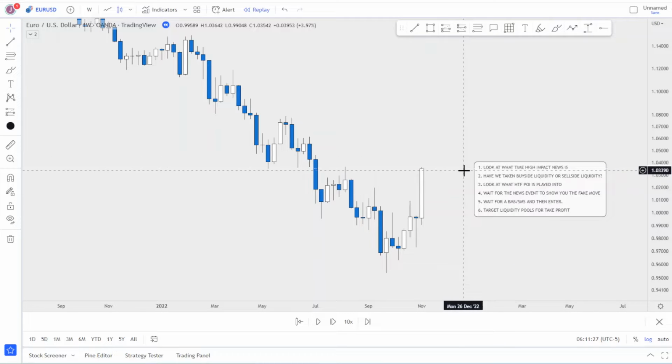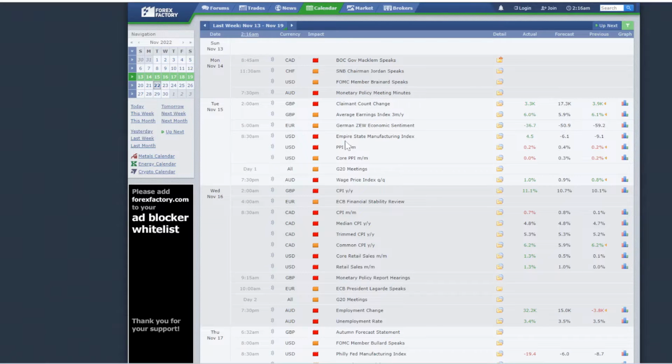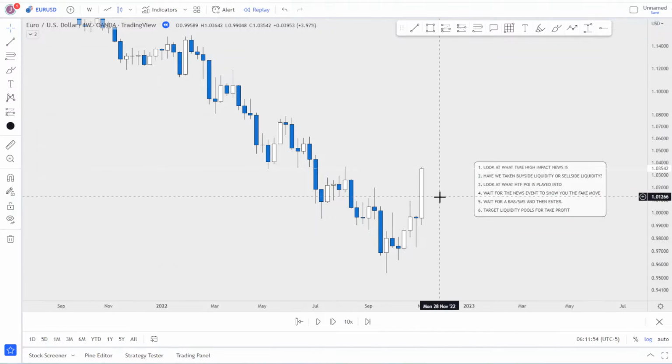So the first one is to look at when the high impact news is. I use Forex Factory to see when high impact news is, and these are the red folders. At 8:30 a.m. New York time on Tuesday, November 15, there is red impact, or high impact, news. So I'm looking to see big movement during that time, at 8:30 a.m. and a bit after. So that's the first thing.